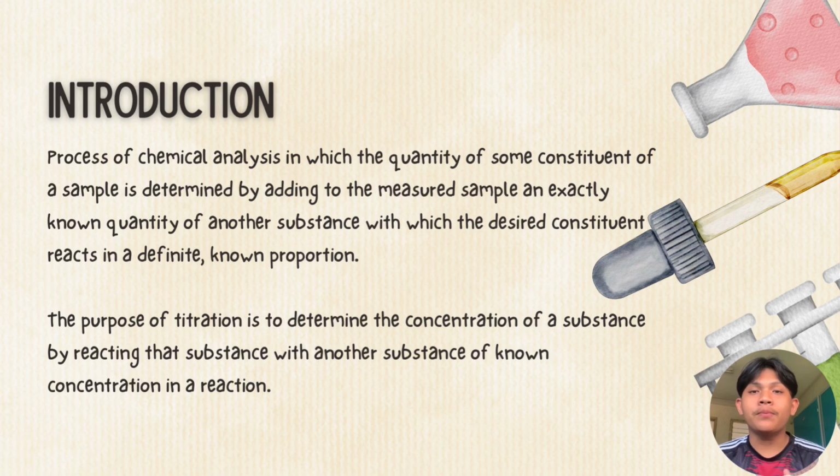So, titration is a process of chemical analysis in which the quantity of some constituent of a sample is determined by adding to the measured sample an exactly known quantity of another substance with which the desired constituent reacts in a definite known proportion. So, the purpose of titration is to determine the concentration of a substance by reacting it with another substance of known concentration in a reaction.